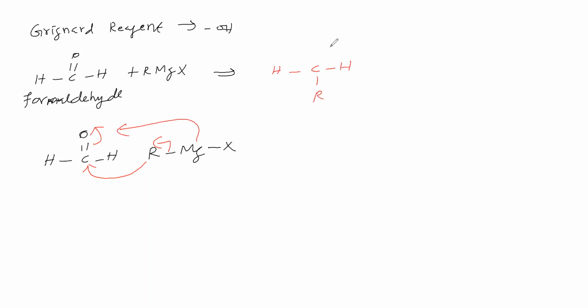Here carbon is having R. This double bond becomes a single bond. O is getting MgX. Then it goes for hydrolysis in the presence of acid or base. So how the reaction takes place, we will see.